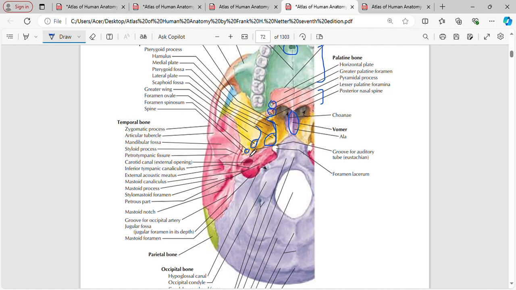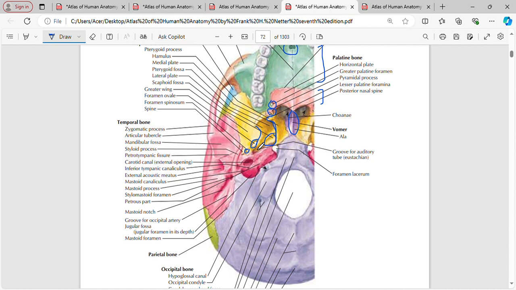A very tiny foramen. If you can see, the foramen ovale allows the passage for the lesser petrosal nerve and the mandibular division of the trigeminal nerve. That is actually the third branch of the trigeminal nerve. The trigeminal nerve is going to contain the three basic branches: the mandibular division, the maxillary division, and the ophthalmic division, right? So the mandibular division of the trigeminal nerve, that is the third branch, is going to pass through the foramen ovale, right?